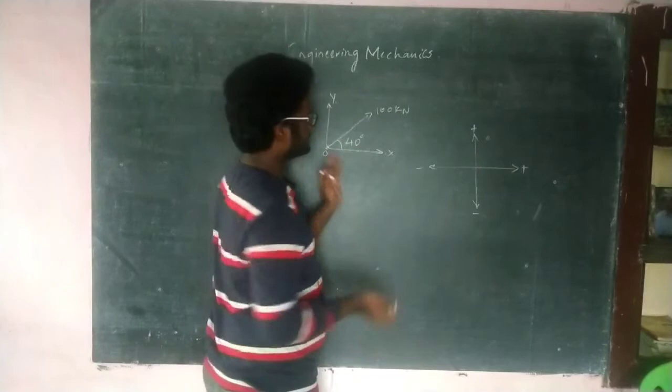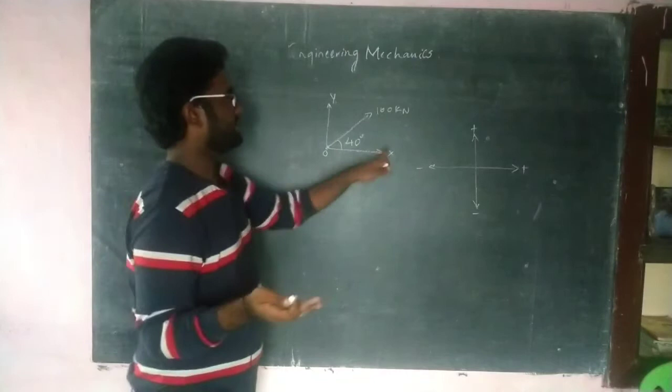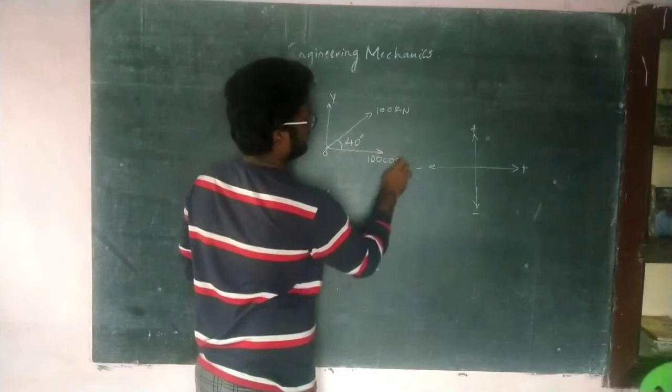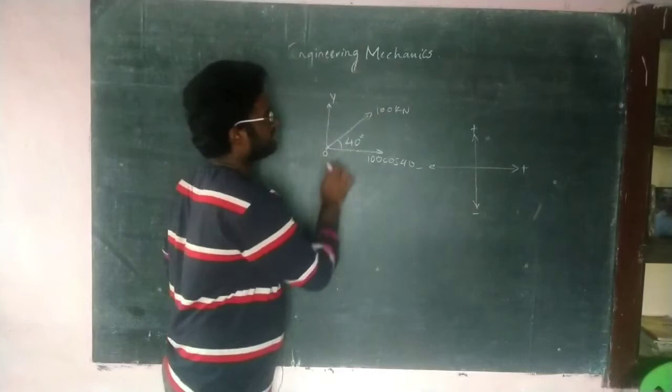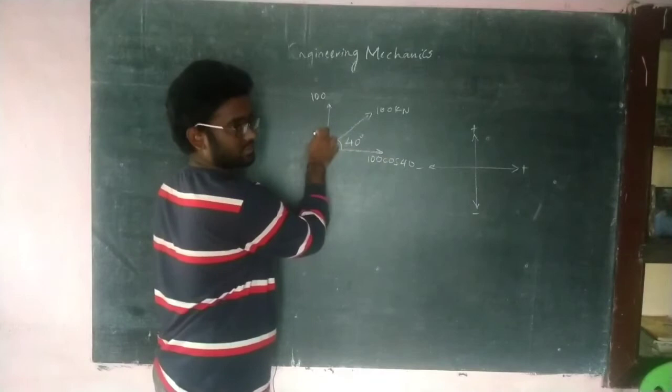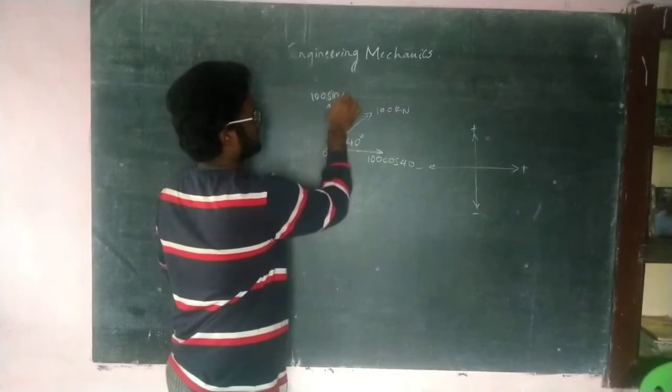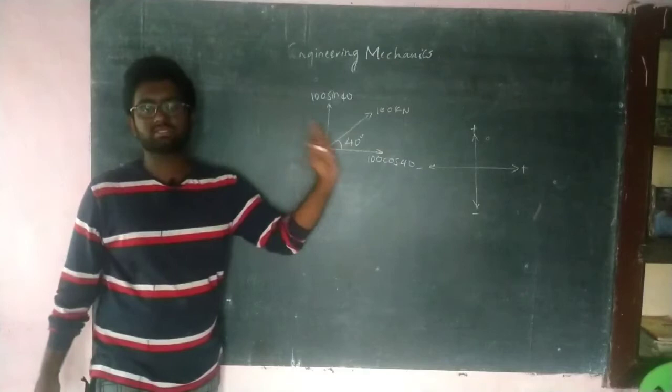So how will you resolve it? With respect to the x axis, whatever the angle we are going to get, that is in terms of cos. So this is 100 cos 40, because 40 degree is with respect to x axis. Now considering with respect to y axis, how can you resolve it? Same 100, but the angle is not with respect to y axis. It is with respect to x axis, so that is why we will be using sine 40. Hope you have understood this basic resolution. If you know this basic resolution, we'll try to solve some problems, and you'll come to know how these problems are being solved.